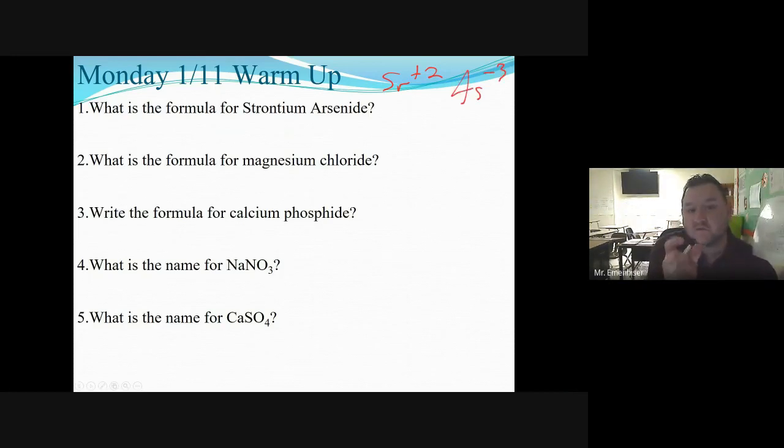I write the symbol for them. I put the charge, and then I cross the charges. So I rewrite this. I write Sr. I put a box there. I write As.